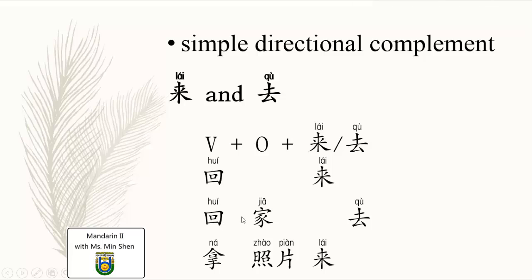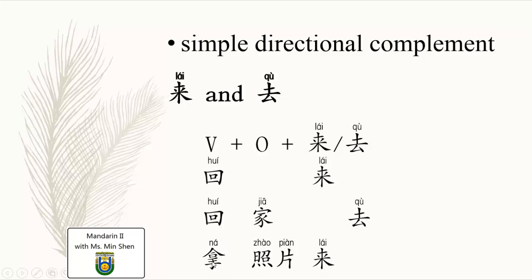This is the example with an object. 回家, go back home. 家 is the object. And after this whole phrase, you can still use the complement of direction, and the 去 in this case is the directional complement here, which tells the details of this verb. Go back home, but when you go back, the direction is getting further away.